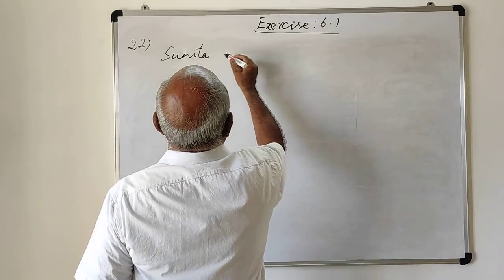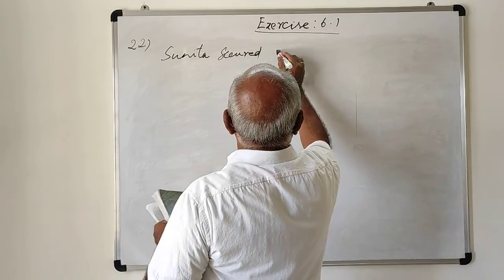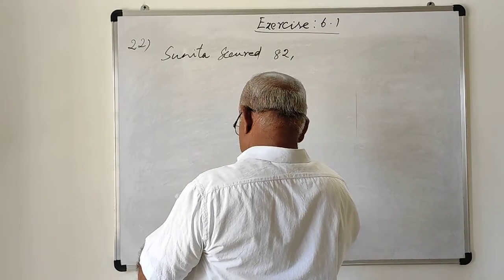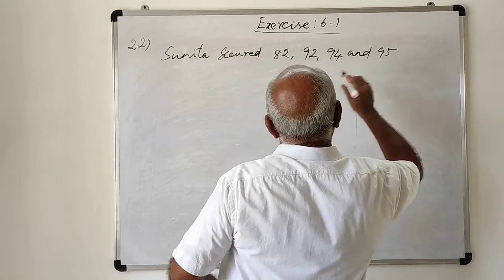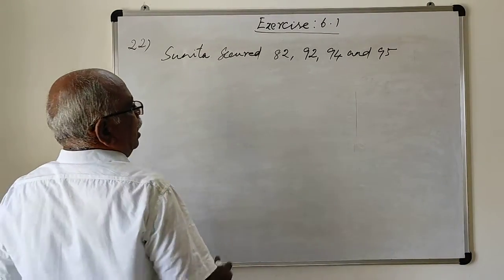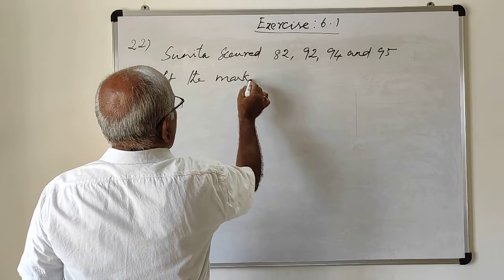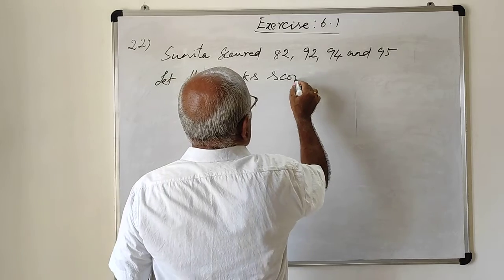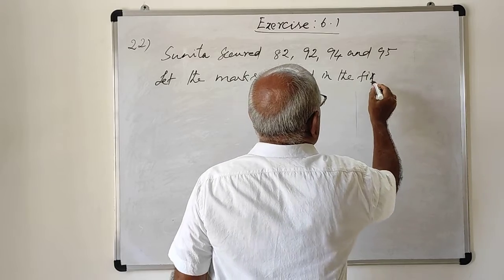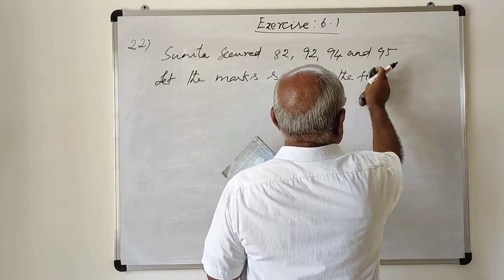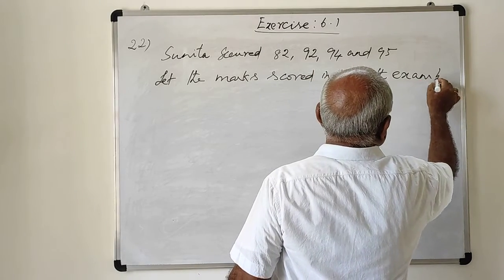Sunita secured 82, 92, 94 and 95 marks in the 4 examinations. Let the marks scored in the 5th examination be x.